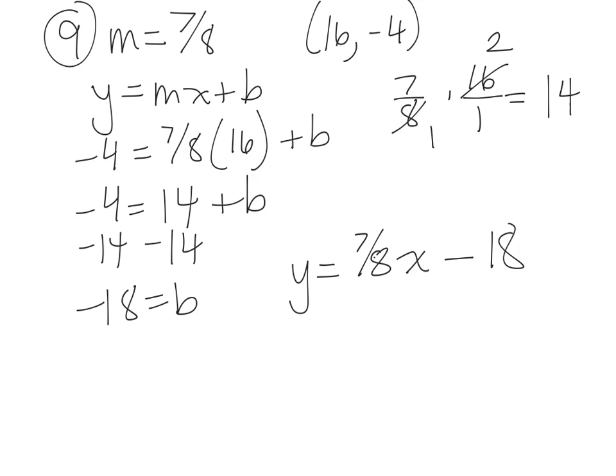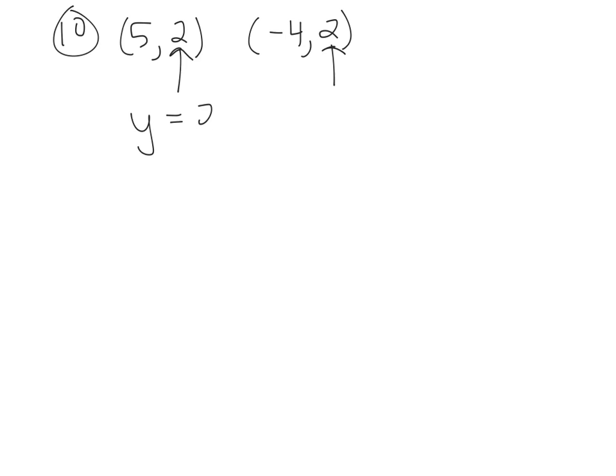Okay, so now I'm going to do number 10 on this same quiz, and you've got 2 points, (5, 2) and (-4, 2), and you want the equation of the line. Well, the first thing I notice is that for both of those points, y is 2. So that's the equation of the line. Boom, I'm done with that problem.